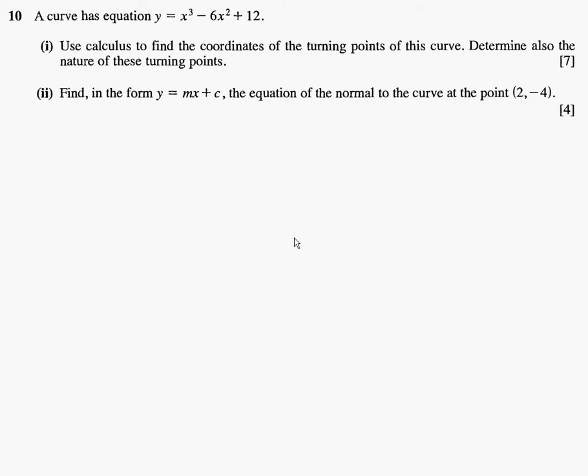Okay, turning points. First of all, if we want to find turning points, we need to work out where dy by dx is equal to 0. So we've got y equals x cubed minus 6x plus 12. If we do dy by dx, you should be fairly happy that you get 3x squared minus 12x. And so if we make that equal to 0, we can solve for x.